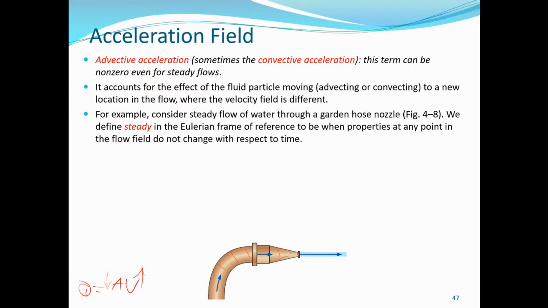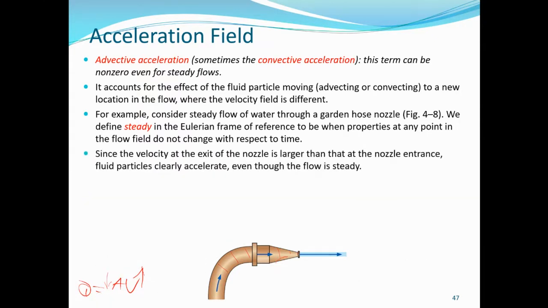That's what we define as steady in the Eulerian frame of reference: when properties at any point in the flow field do not change with respect to time. That is, when you look at a given point in space and analyze whether the velocity is changing or constant at that point, that is what we define as steady flow.